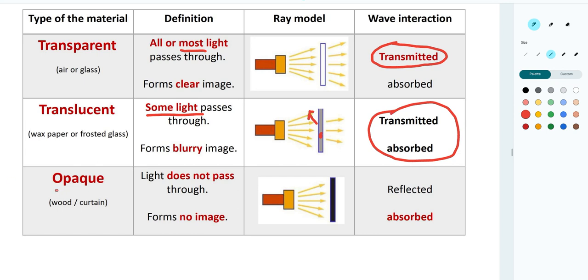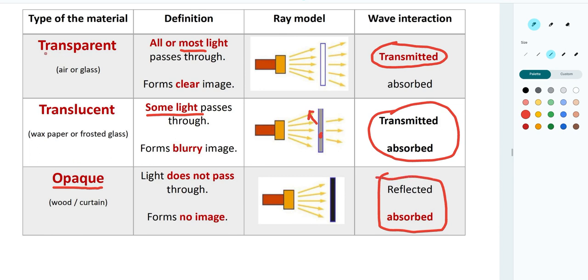The last type of material or medium is opaque. Opaque is ghair shafaf, so no light is going through. Light does not pass through. It forms no image, and our only interactions here are going to be reflection and absorption. We have no transmission here.